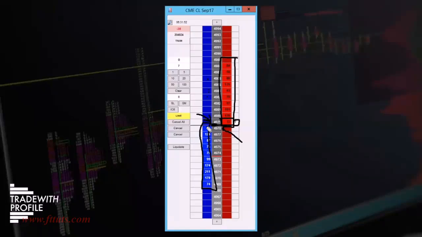If I dump 1,300 contracts, and there's only 1,200 that are offered, then this price is going to go like this, because I'm going to clean up immediately all of these guys. But I'm going to get lots of different prices that I get filled at. That's why prices move like they do. It's because somebody who comes in big just cleans out the order book.